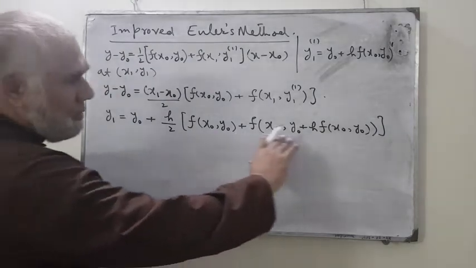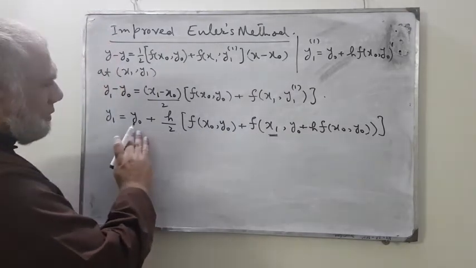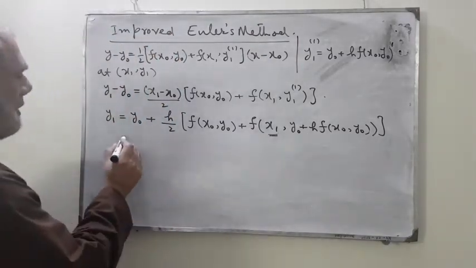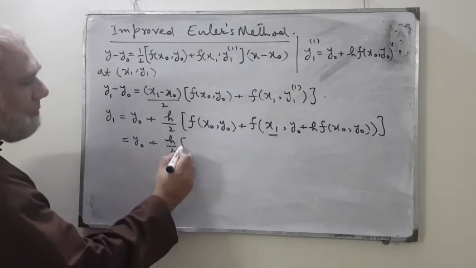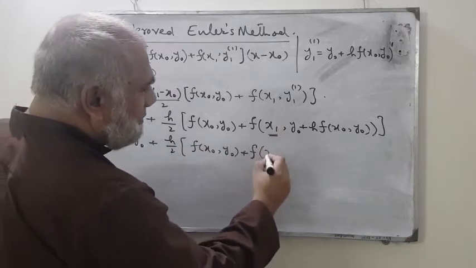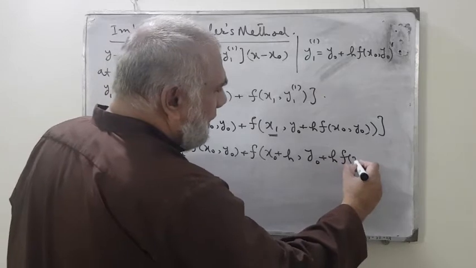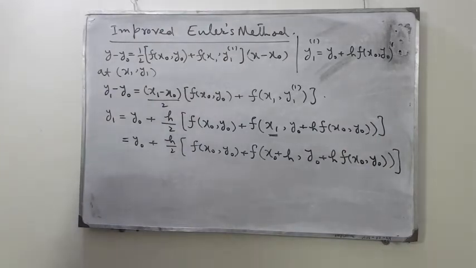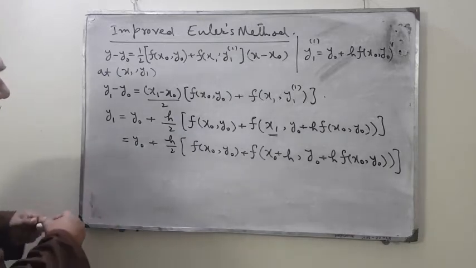If you go through all the terms on the right side, you will see this is slightly different, and all the terms other than this one contain x0 or y0. So we can replace this x1 to create a symmetry in the result. y0 plus h by 2 and f of x0 y0 plus f of x1 and y1, where x1 can be written as x0 plus h and y1 as y0 plus h f of x0 y0. Okay, so now this result takes the form like that.